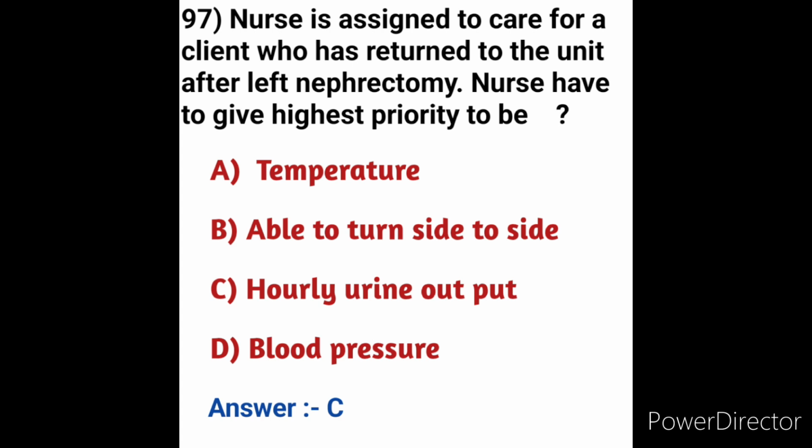A nurse is assigned to care for a client who has returned to the unit after a left nephrectomy. The nurse has to give highest priority to which of the options? Post-operative period after the left nephrectomy, the patient is received in the unit. What is the nurse's role? We will see the options. Option A temperature monitoring. Option B able to turn side to side. Option C hourly urine output. Option D blood pressure.